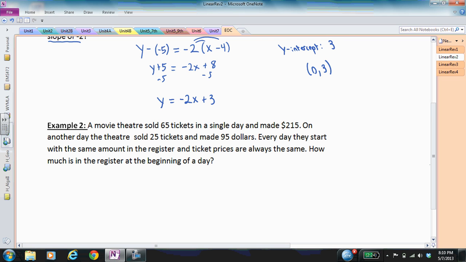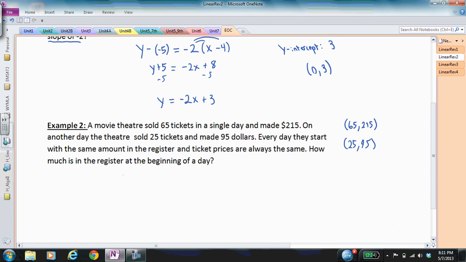So the key about this problem is that I'm giving two pairs of information. 65 tickets in a single day makes $215. That's (65, 215). 25 tickets made $95. That's the point (25, 95). Now, based on this information, I only need 2 points to be able to create an equation of a line or a function rule for a line.